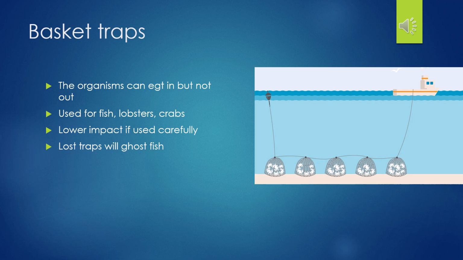Some basket traps are permanent structures where fish swim into the trap at high tide and then become stuck at low tide. The main problem is overuse of them, which can lead to overfishing, and they can also be damaged. If traps are lost, they'll continue fishing as their version of a ghost net.